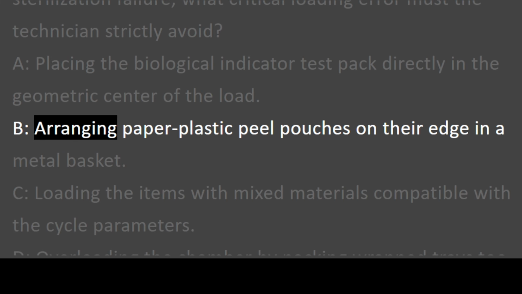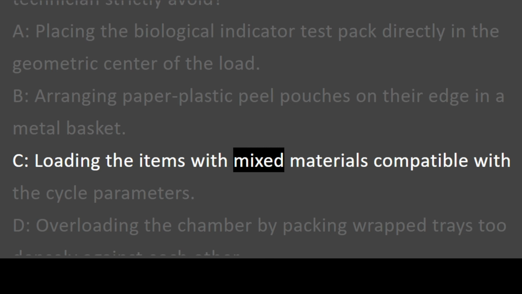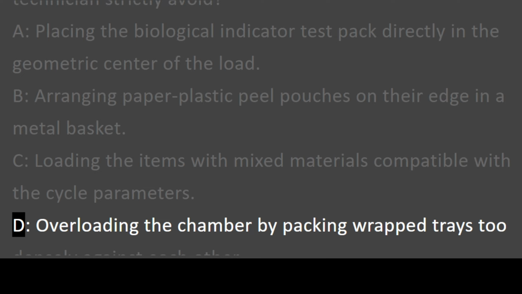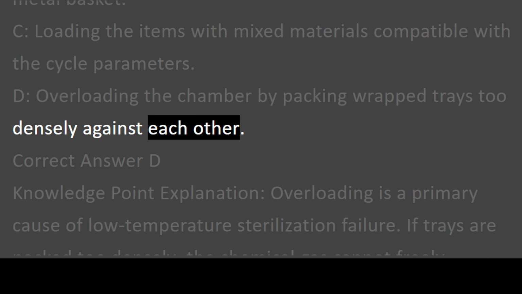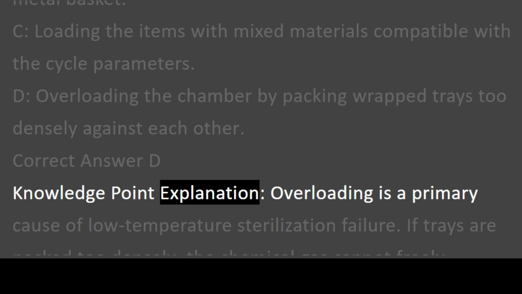B. Arranging paper plastic peel pouches on their edge in a metal basket. C. Loading the items with mixed materials compatible with the cycle parameters. D. Overloading the chamber by packing wrapped trays too densely against each other. Correct answer D. Knowledge point explanation.